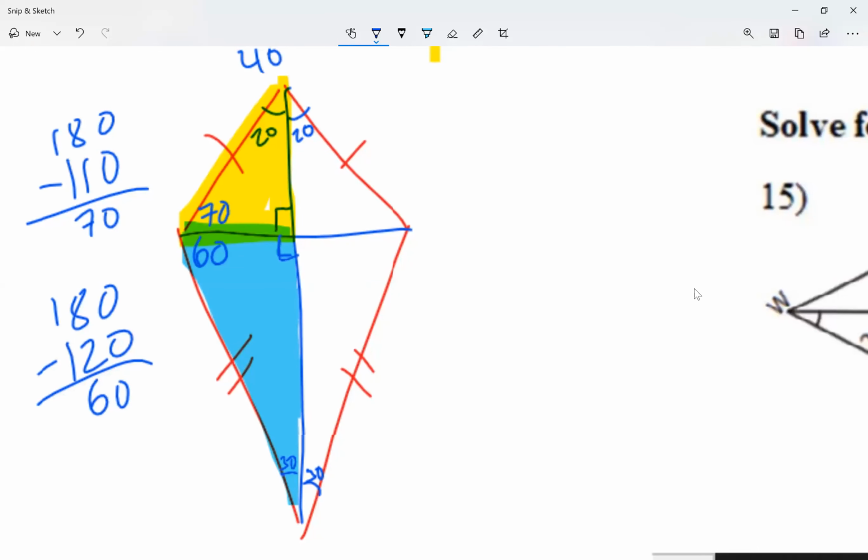I want you to see that the two angles on the side are not necessarily equal, right? We can see one of them is 70, the other one is 60. Only the angle on the top and the angle on the bottom. And to make it more interesting, I'm not going to have the kite standing up. I'm going to rotate him.